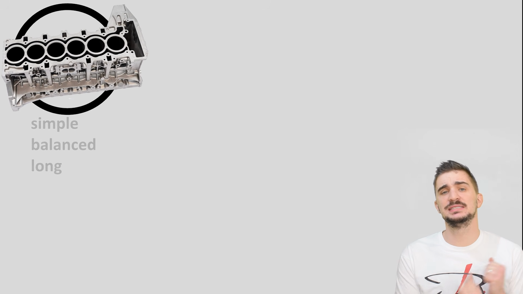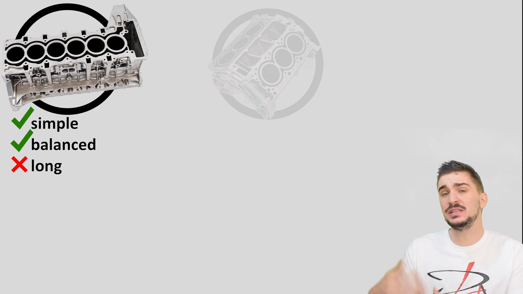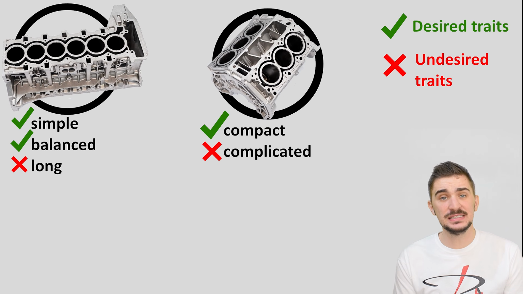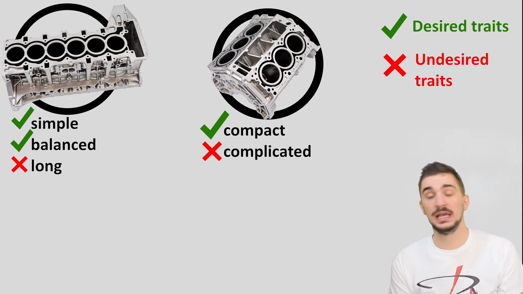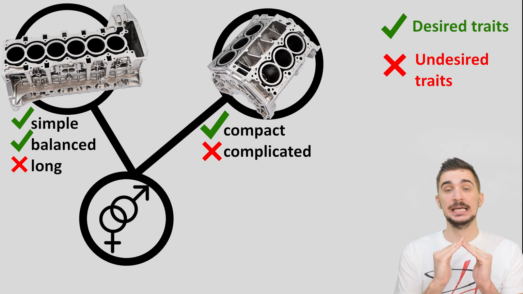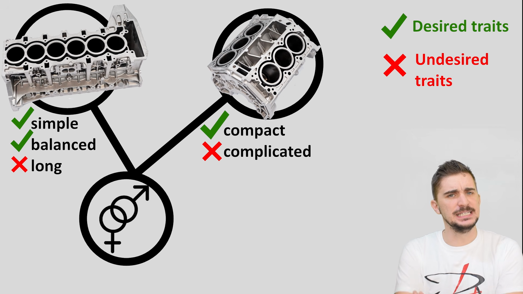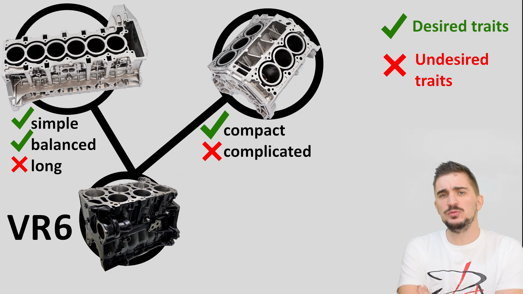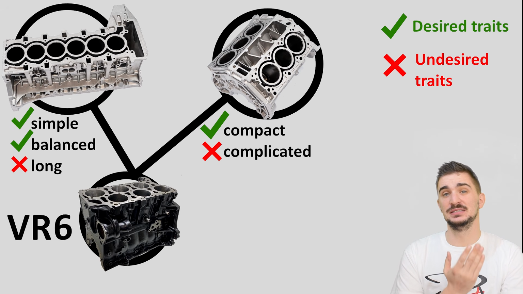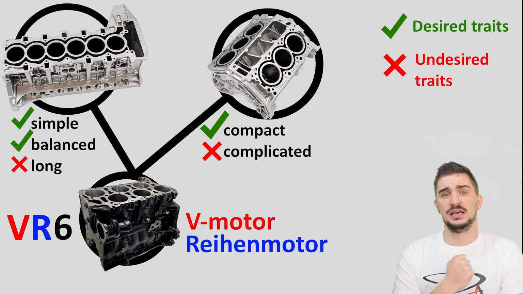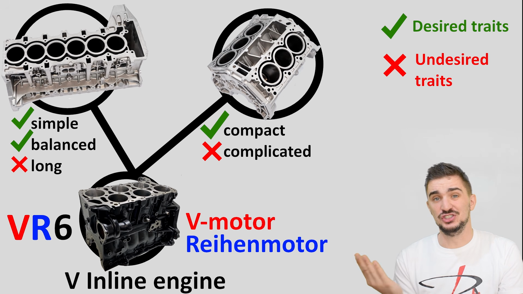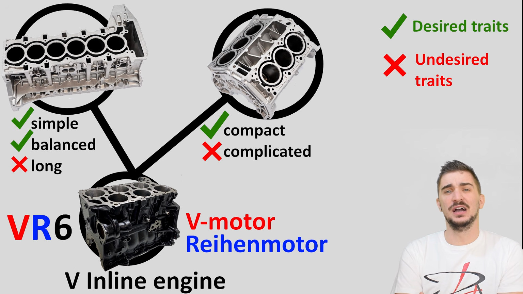But what if you wanted the inherent balance and the simplicity of an inline 6 with the compactness of the V6, but without the double cylinder heads? How would you do that? Of course, you would breed the inline 6 together with the V6, and the offspring would be called VR6. In fact, the VR actually means in German V-Reihenmotor, or literally translated, V inline engine, and this is exactly what the VR engine is.